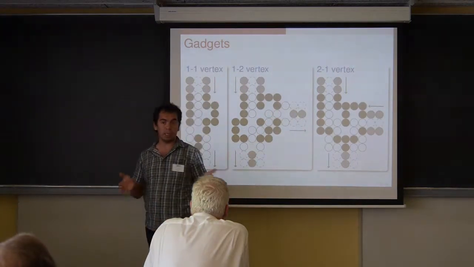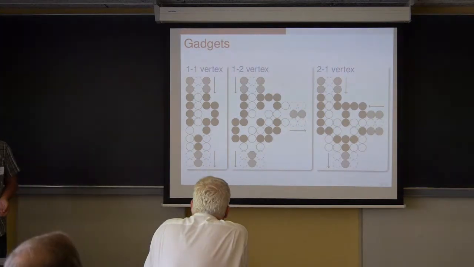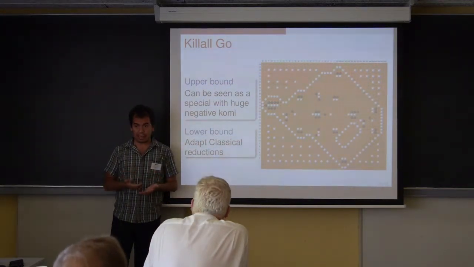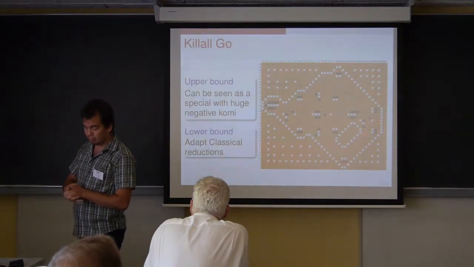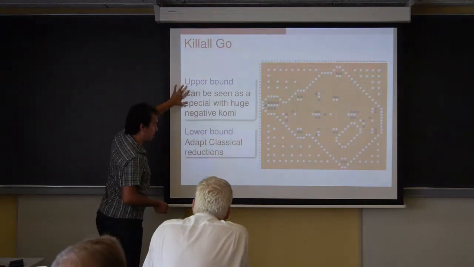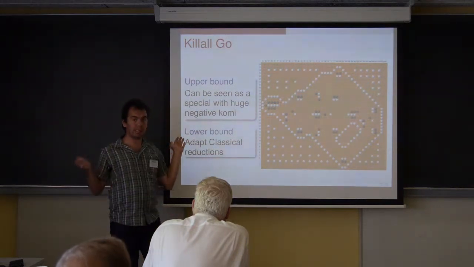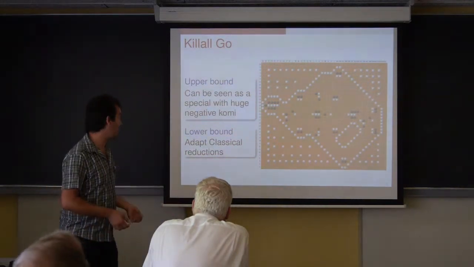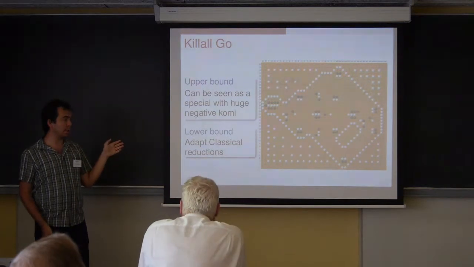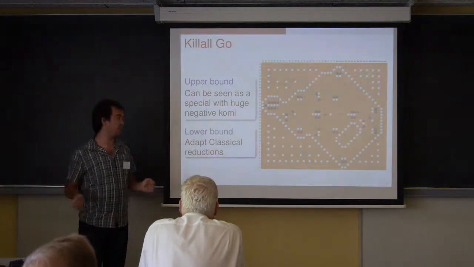And this corresponds to choosing which edge to follow in the generalized geography problem. So that shows that Atari Go is a PSPACE-hard problem. For Kilo Go, we can prove that any upper bound that we have on classical Go can be adapted to Kilo Go by saying, oh, it's just a game of Go with a huge komi for black, in favor of black, sorry. So if black wants to win, because they have such a huge komi, they just need to make one live group. And if they manage to do so, they have won the game.